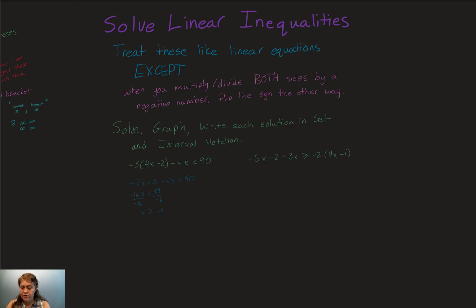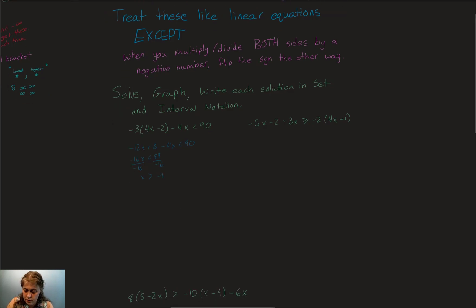Okay, so I've solved it. Now I need to graph it. Okay, there's some people that are really fixated on the fact that you need to put a 0, then a -1, a -2, a -3, and then a -4. You can totally do that.